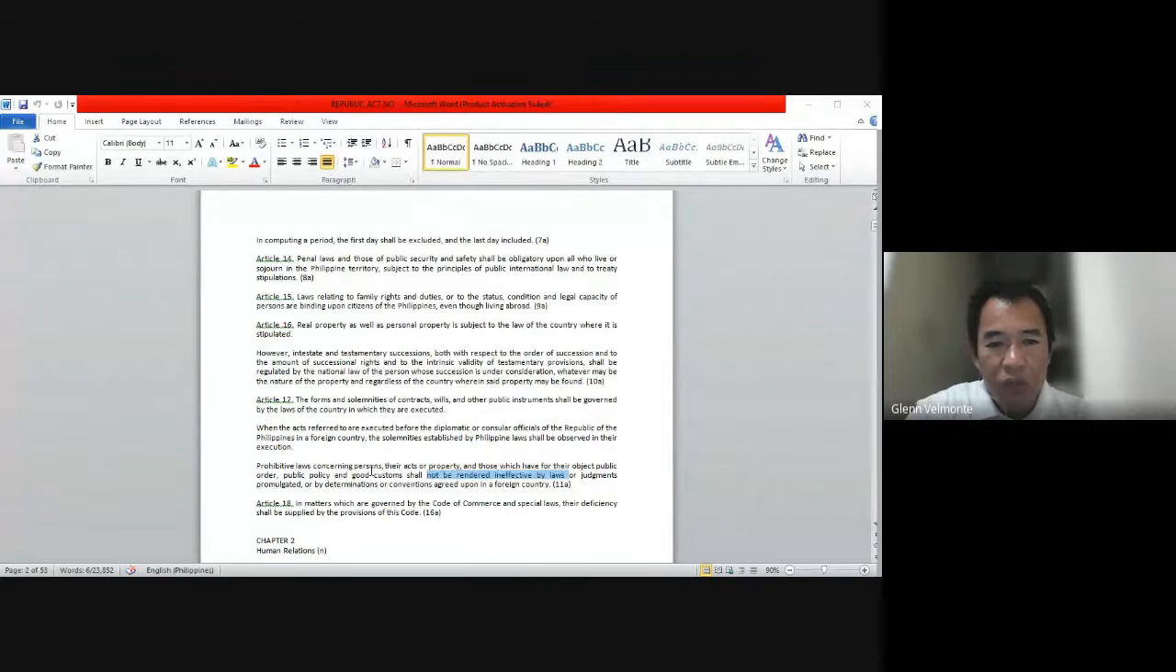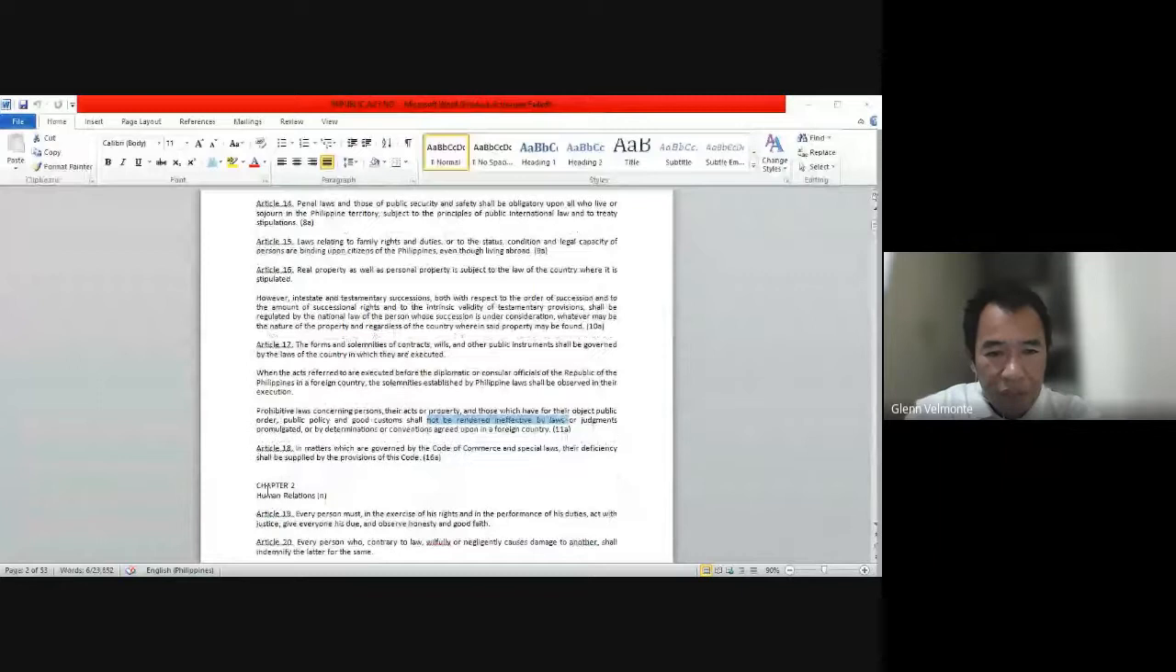Okay, prohibitive laws concerning persons, their acts or properties, and those which have for their object public order, public policy, or good custom shall not be rendered ineffective by laws or judgment. So meaning if it's valid in another country, it's also valid in the Philippines. Even if it is prohibited in the Philippines, as long as it is valid abroad, that is also valid in the Philippines.